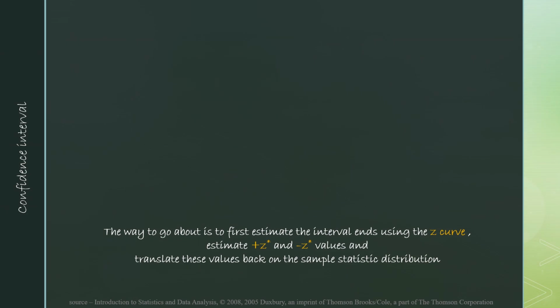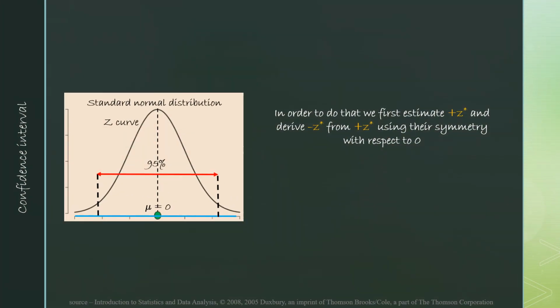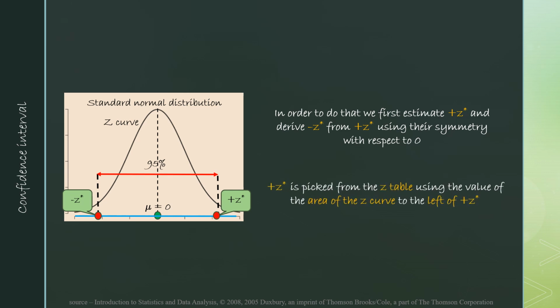The way to go about it is to first estimate the interval ends using the standard normal distribution curve, the z-curve, estimate plus z star and minus z star values, and translate these values back onto the sample statistic distribution. In order to do that, we first estimate plus z star and derive minus z star from plus z star using their symmetry with respect to 0. Plus z star is picked from the z table using the value of the area of the z curve to the left of plus z star.